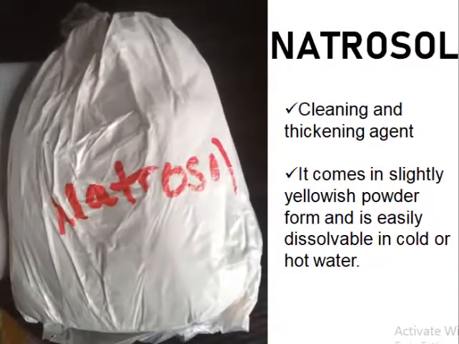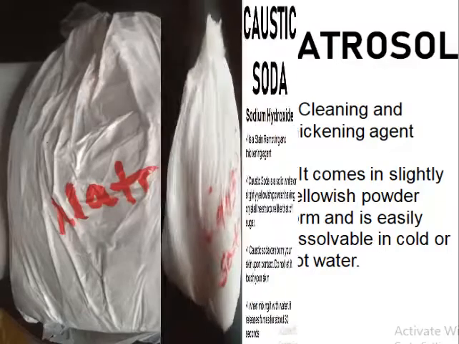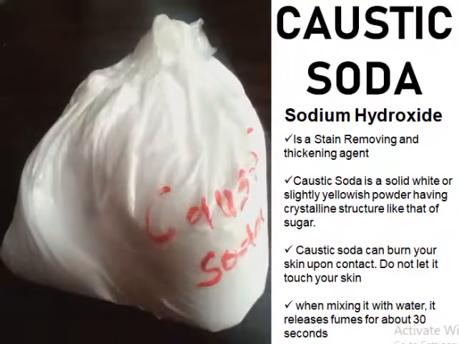We need nitrous salt. Nitrous salt is a cleaning and thickening agent. It's a yellowish powder and it's dissolvable in cold or hot water. We have caustic soda, also known as sodium hydroxide. It's a stain removal and thickening agent. Caustic soda is a solid white or slightly yellow powder. Looks like sugar.